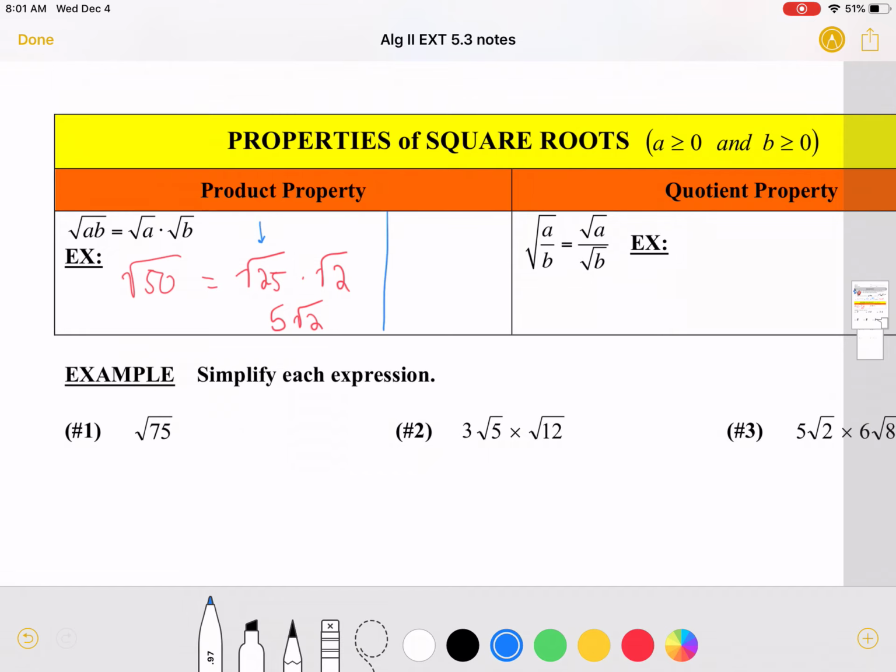Now, this is technically also correct. You could put the square root of 2 times the square root of 25 and then say the square root of 2 times 5, but then you just got to take an extra step and write it as 5 times the square root of 2.